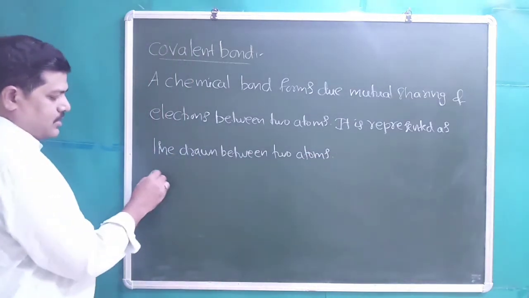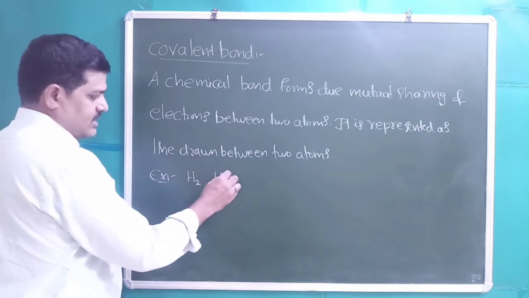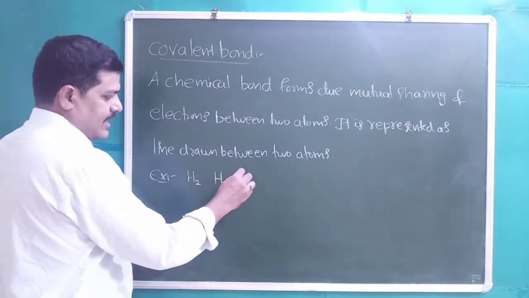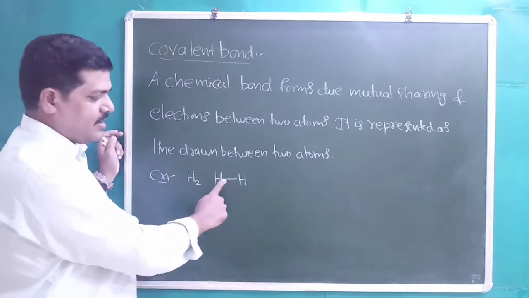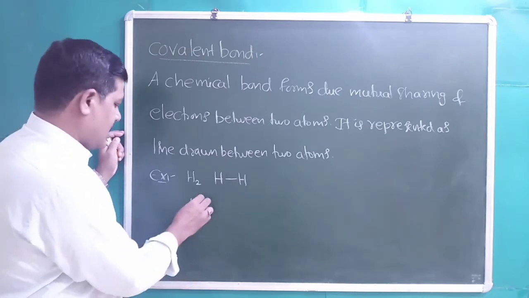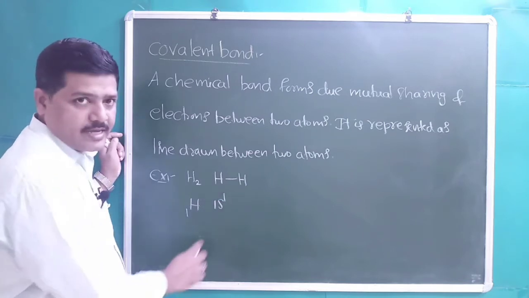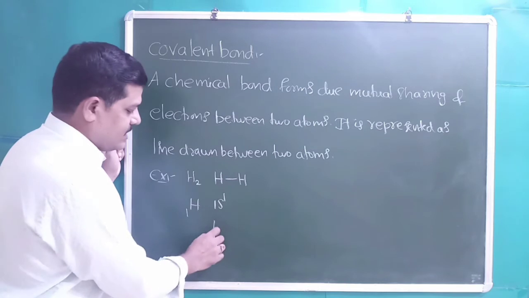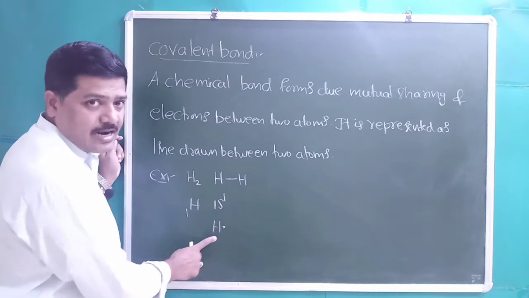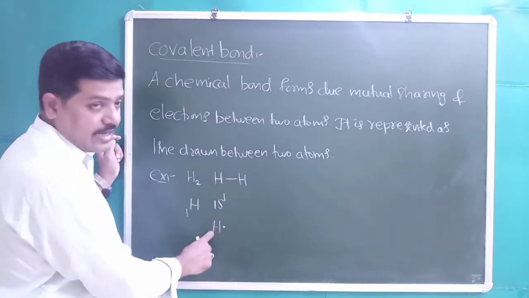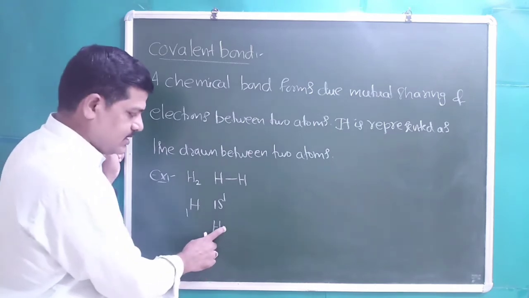Students, for example, if you take the hydrogen molecule H2, it is represented as the covalent bond between two hydrogen atoms, a line drawn between two atoms. Hydrogen atomic number 1, electronic configuration 1s1. Each hydrogen will try to achieve a duplet, 2 electrons in the outermost shell. So for the Lewis dot representation of hydrogen, we put the symbol of the element with the number of valence electrons as dots, a single dot.